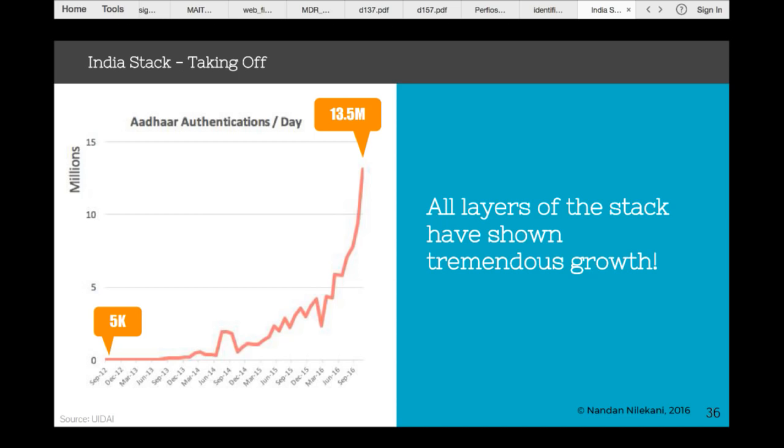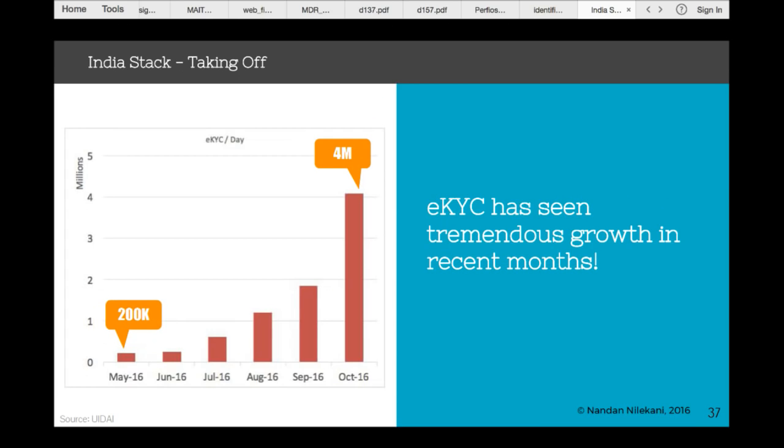The numbers growth is incredible. You already saw the numbers earlier. Over the last 4 years, you can see that you've gone from around 5,000 transactions a day to about 13.5 million, and in fact now we are closer to 20 million transactions a day. eKYC went in 6 months from 200,000 a day to 4 million a day, and now the number is even more.